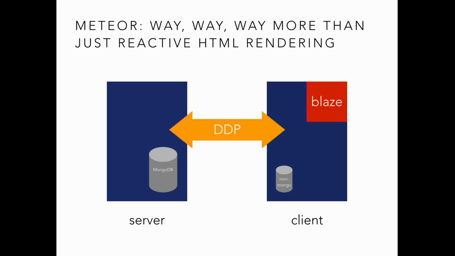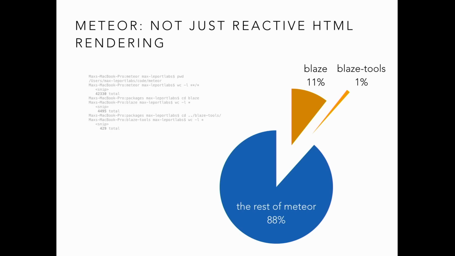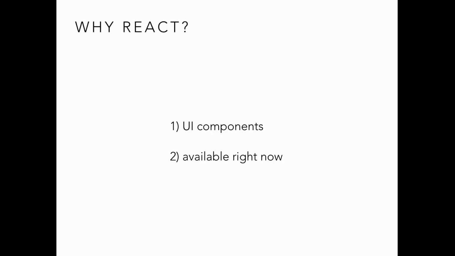So Meteor, you guys know this. Meteor is way, way, way more than reactive HTML rendering. It's way more than that red box up there in the client, way more than Blaze. I've met a lot of people that have heard of Meteor, but they just don't know this. They basically think that this is the only thing there, and it's the only important thing about it. And that couldn't be further from the truth. If you go into Meteor and count lines, Blaze, the library that does reactive HTML rendering, is just a little bit more than a tenth of Meteor. This is just by line count. If you clone the repo and go in there and count things, this is what you get. So there's quite a lot more to this than just the view layer.